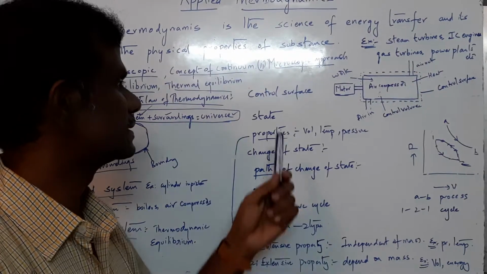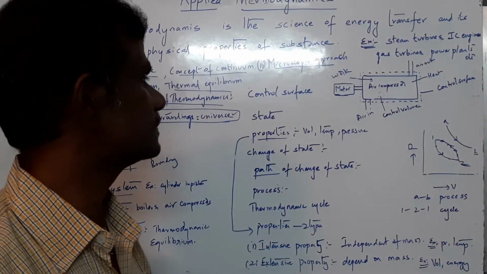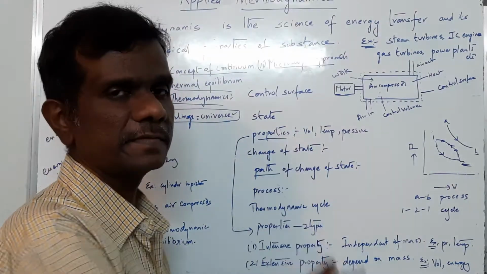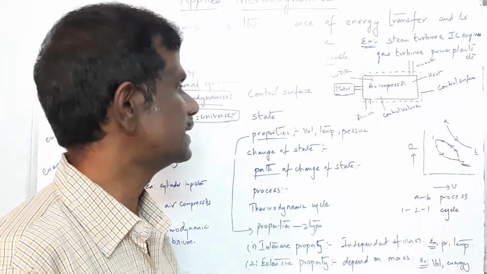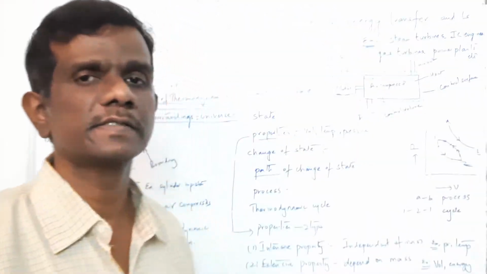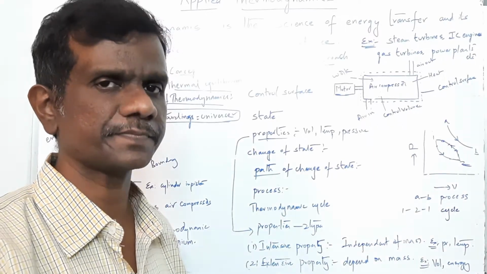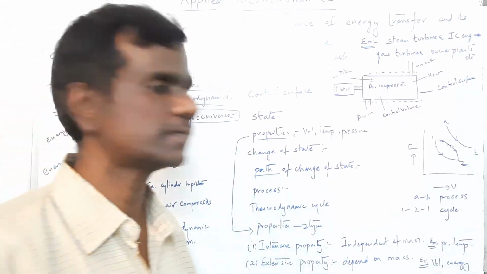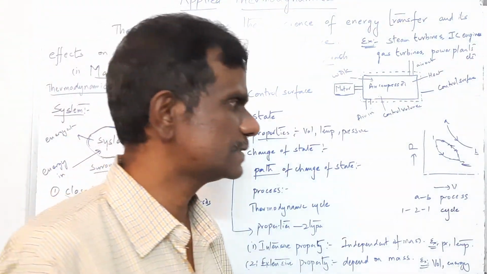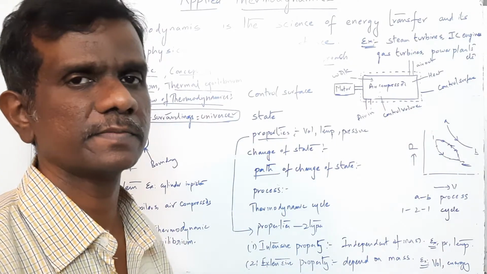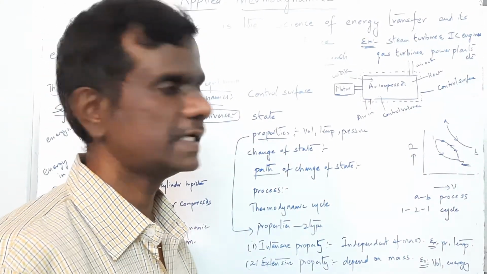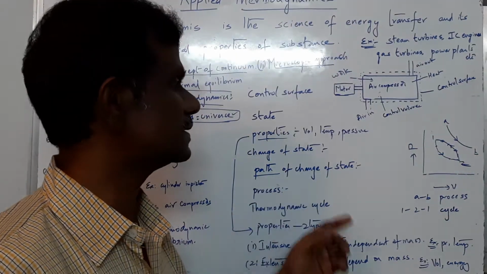Next, coming to state. The physical properties of a state have definite values. If the properties of a system have definite values, then it is said to be a state. Properties are volume, temperature and pressure. These are the basic characteristics of properties. Change of state: if one or more properties change in a system, then it is called a change of state.